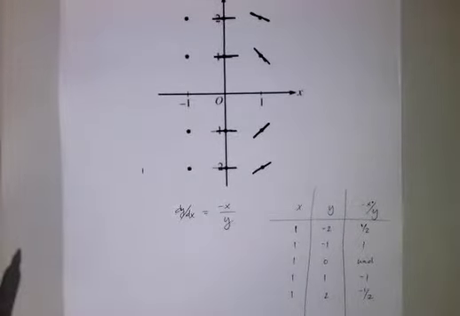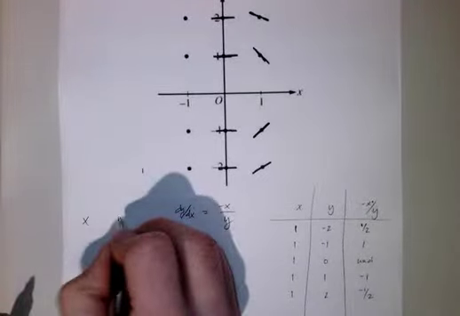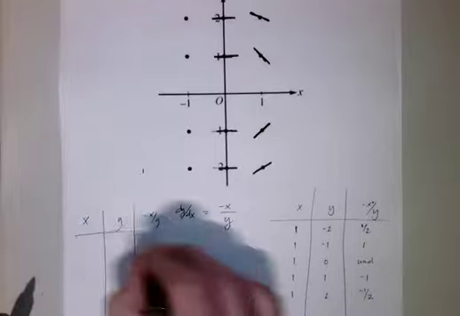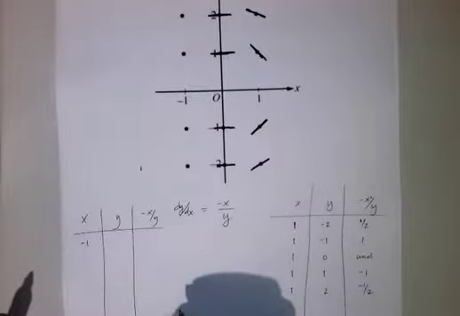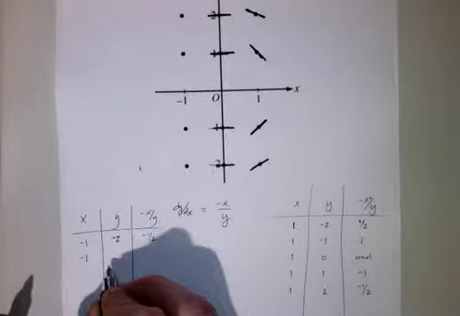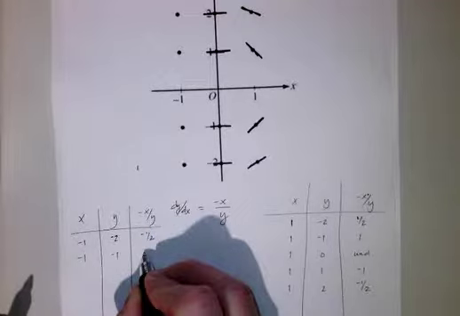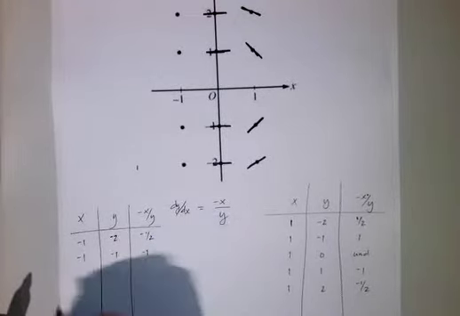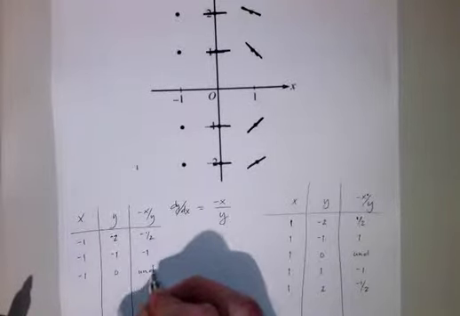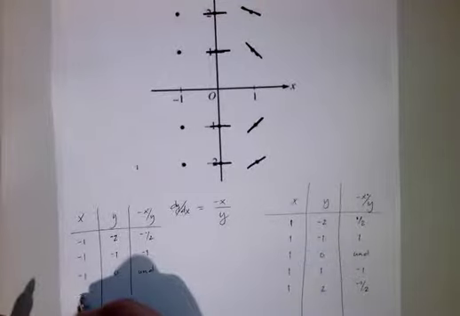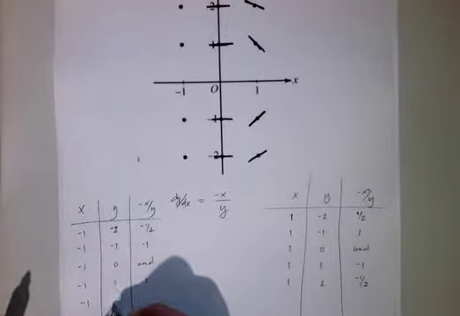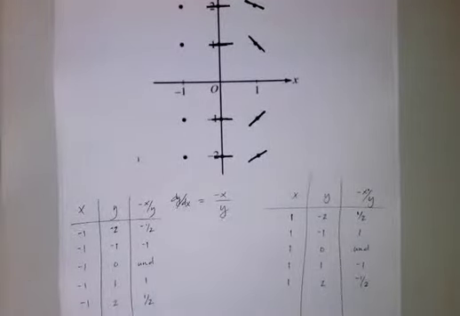Okay, well, let's go ahead and do a similar chart for x is equal to negative 1. If x is equal to negative 1 and y is equal to negative 2, then I get negative 1/2. If x is equal to negative 1 and y is equal to negative 1, I'm going to get negative 1. If x is equal to negative 1 and y is equal to 0, I'm going to get undefined. If I have negative 1 and 1, that's going to be positive 1. If I have negative 1 and positive 2, that's going to be 1/2.